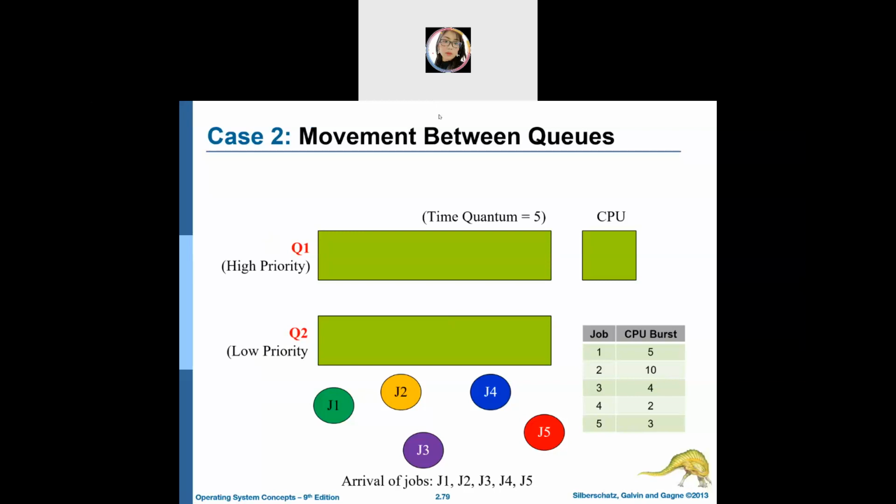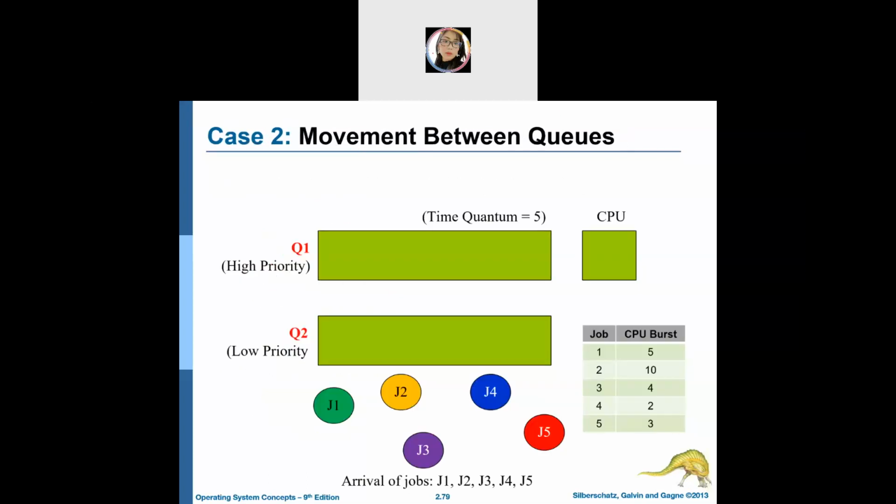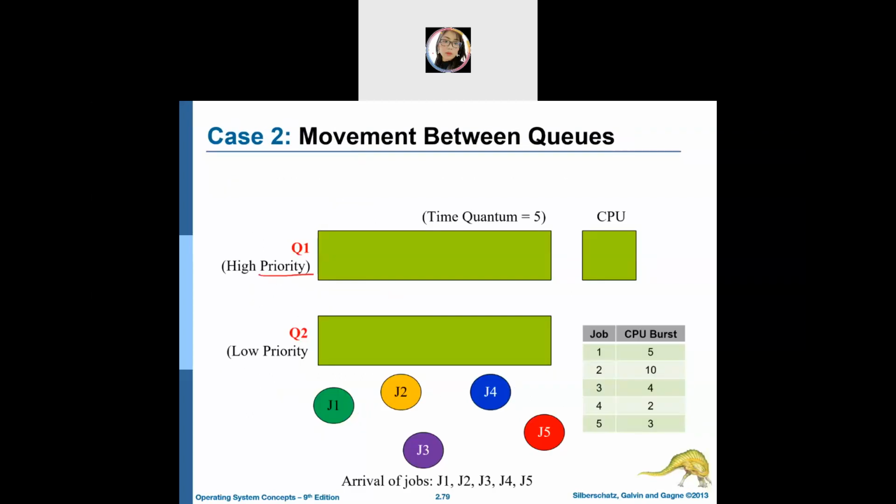Okay, now let's take a look into the example for movement between queue. You can see here, just now I informed you, quantum interrupt applies for the case 2, movement between queue. It means you can see there is a time quantum, but it is for the higher priority. There is no time quantum at the low priority. But it's okay, it also depends on the question. You need to know the basics of movement between queue.